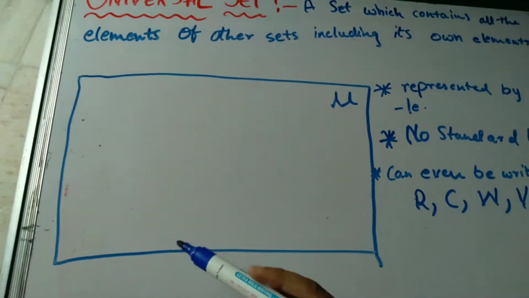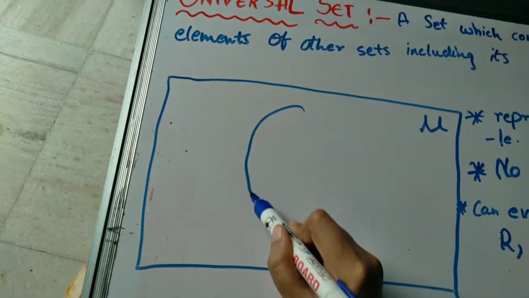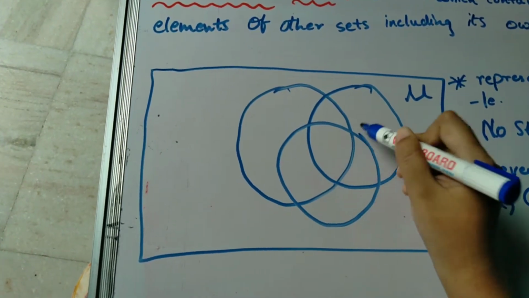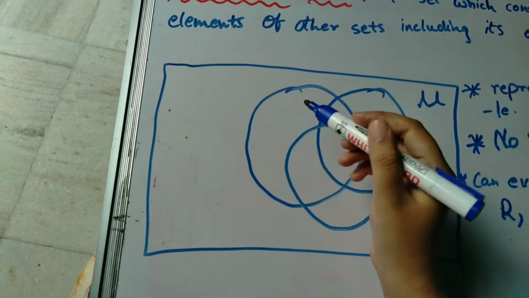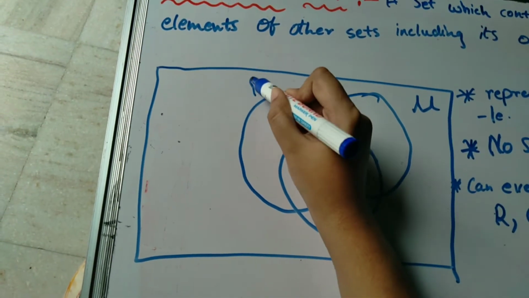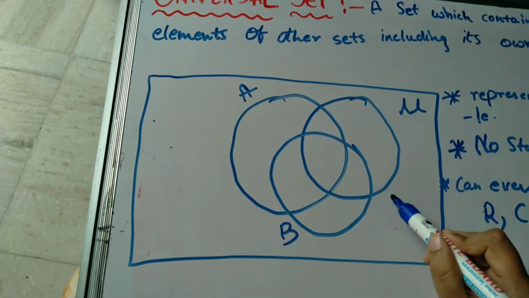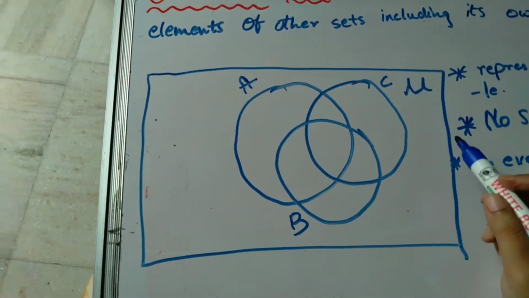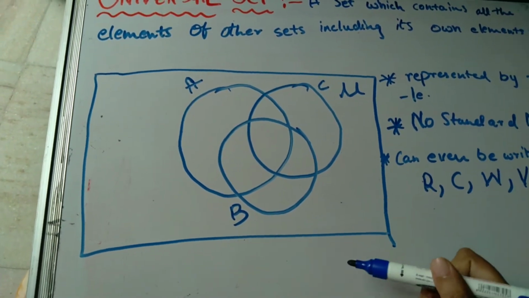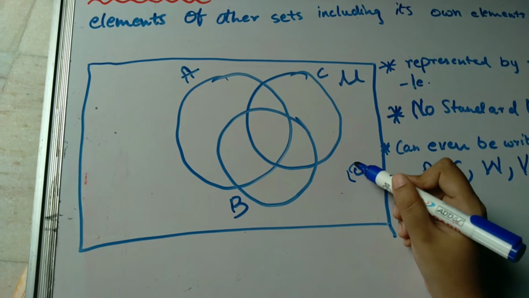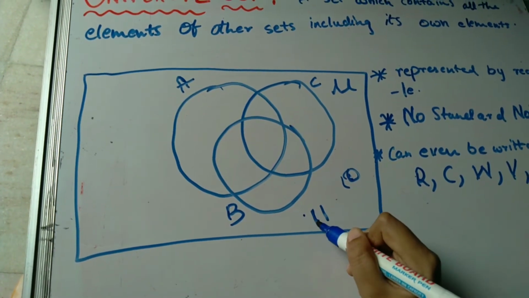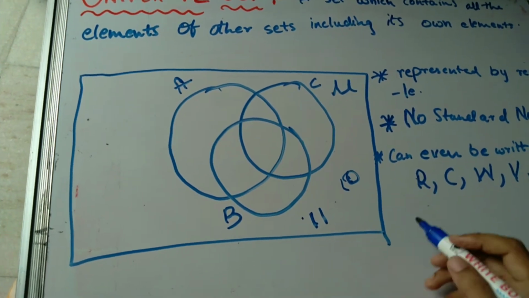Such as, A is a set, this is the set B, and this is the set C. So here the universal set contains all the elements of A, all the elements of B, and all the elements of C, and it even has its own elements also. Let's consider 10 and 11 as its own elements. The universal set has 10 and 11 as its own elements.